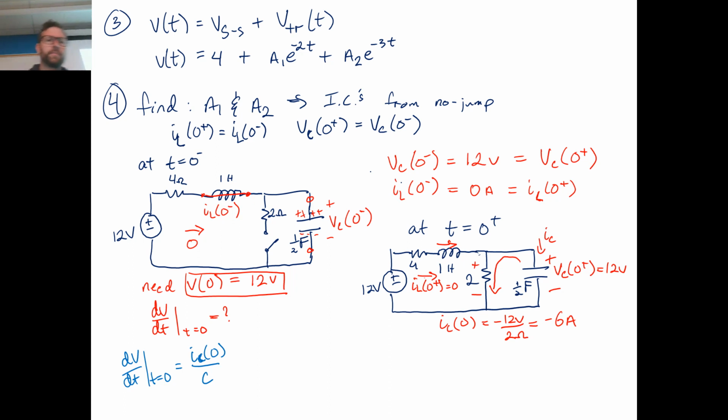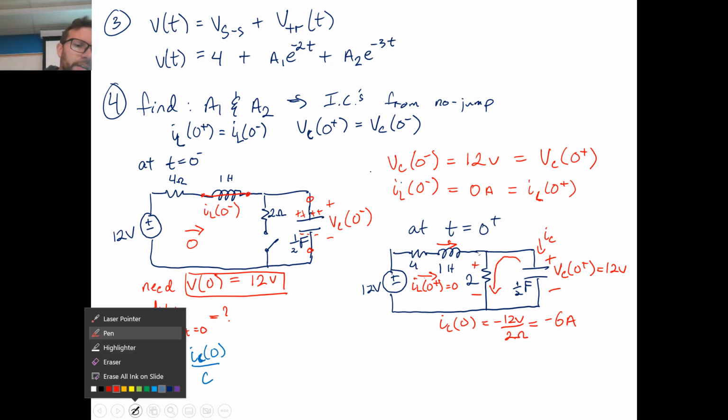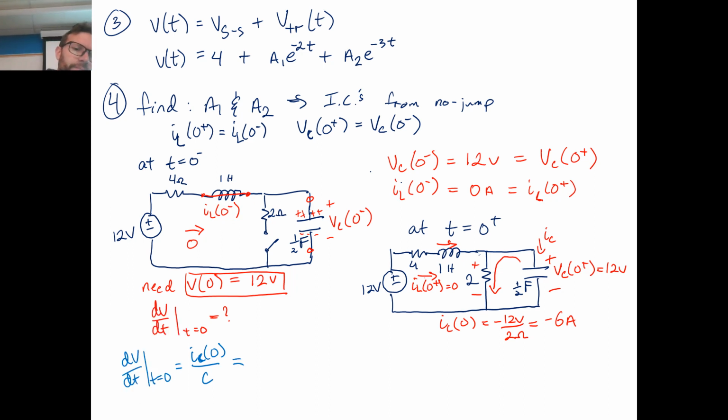All right, so then we can go and find this dV/dt. Then dV/dt at t equals 0 is IC of 0 over C. We found IC of 0. That's minus 6 amps, divided by C, which is 1/2 of a farad. And so we get that it's minus 12 volts per second.